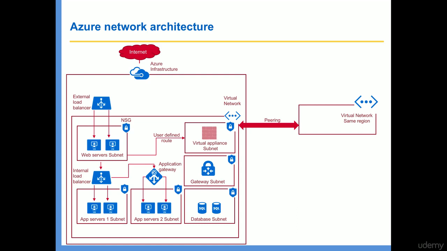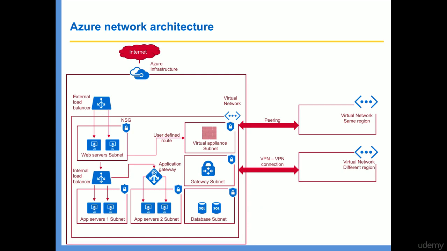We have a dedicated lab where I'm going to show you how to do this peering. But to achieve VNet peering, both these virtual networks should exist in the same region. And if you have a virtual network that exists in a different region, then you can use a VPN connection. So these are the two ways that you can connect virtual networks.